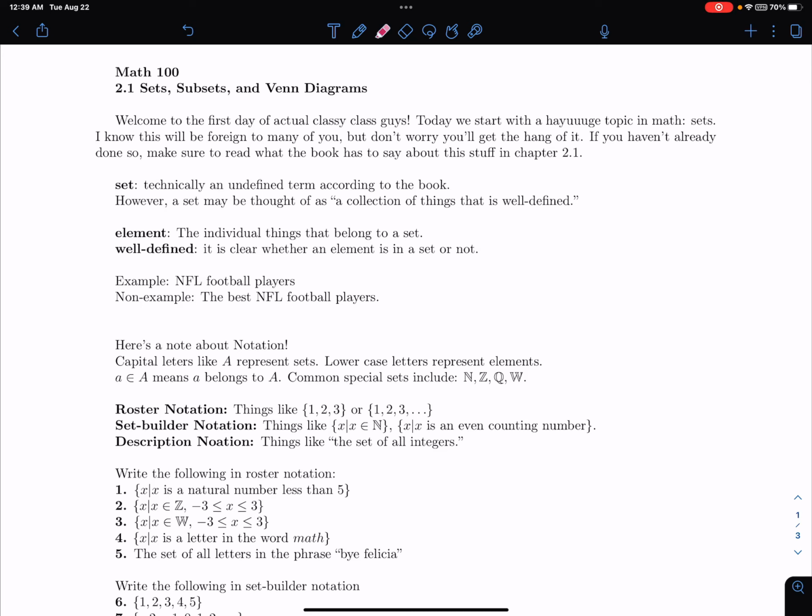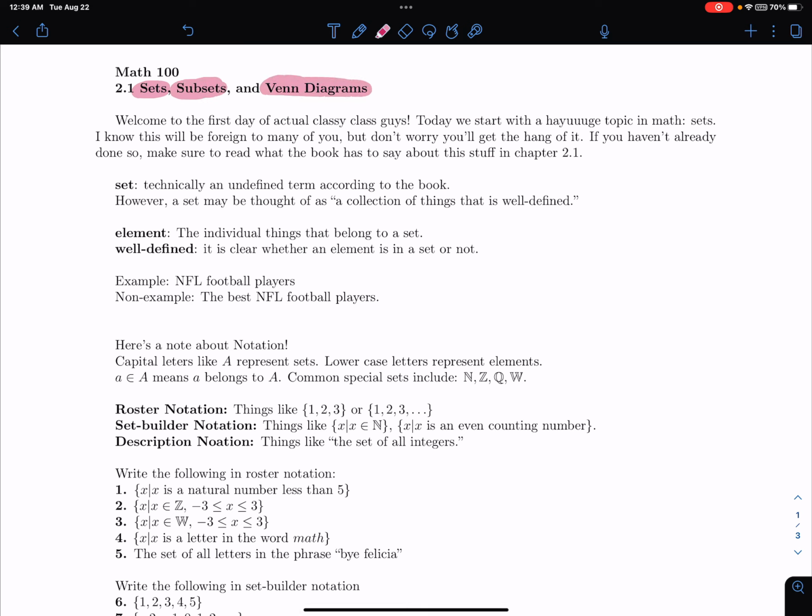Here we go with the very first day we're actually doing any math. This is section 2.1. We're skipping chapter 1, by the way, straight to chapter 2. 2.1 on sets, subsets, and Venn diagrams. All right, let's do this.